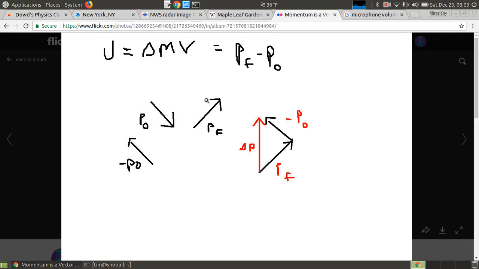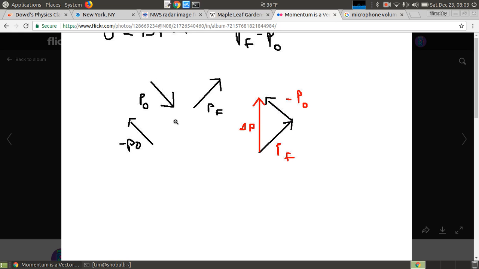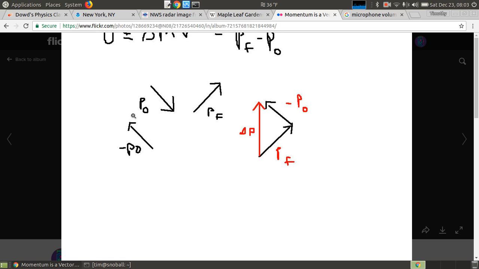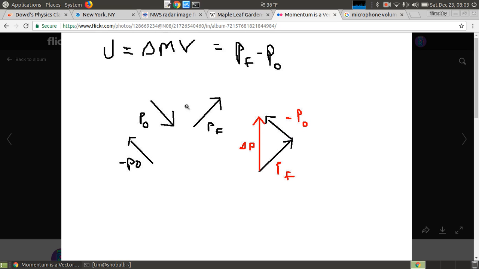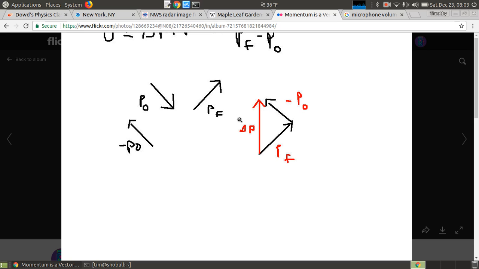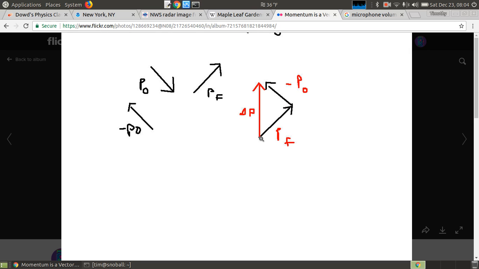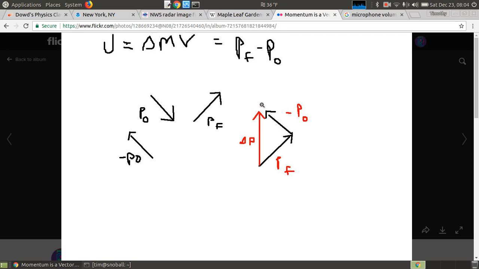So if we just do it using our arrows, I think it's pretty easy to see what direction the impulse is in. We have P0 going down and to the right. The opposite of P0, negative P0, would be parallel to P0, but going in the other direction. So if we wanted to do PF minus P0, we reverse P0, and then we add PF and negative P0 head to tail. So there's PF, there's minus P0. When we draw the resultant vector from the tail of PF to the head of negative P0, we see that the change in momentum, delta P, is up.